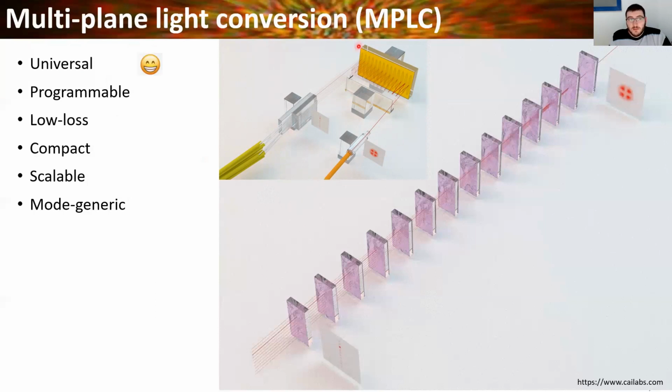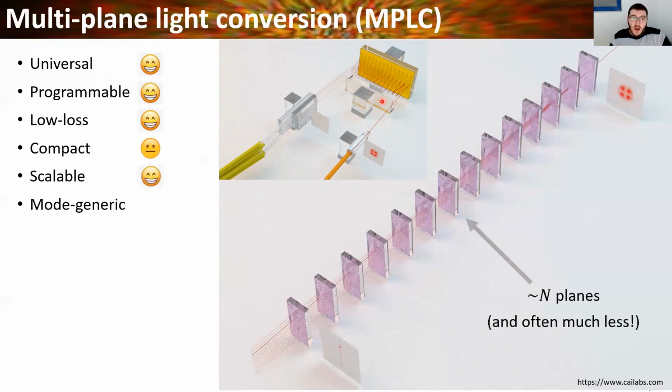First, this approach is indeed universal and programmable, in the sense that by programming the phase on the spatial light modulator, we can encode any unitary transformation between the input and output modes, given that we have enough planes or phase masks. It's low loss and rather compact, but of course not as compact as integrated circuits. However, the scalability here is believed to be better, because we only need something on the order of n phase masks and planes to encode a general unitary transformation.